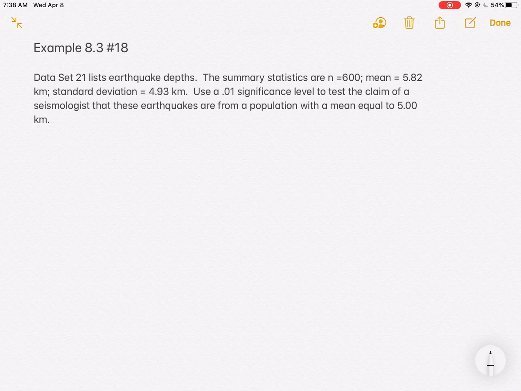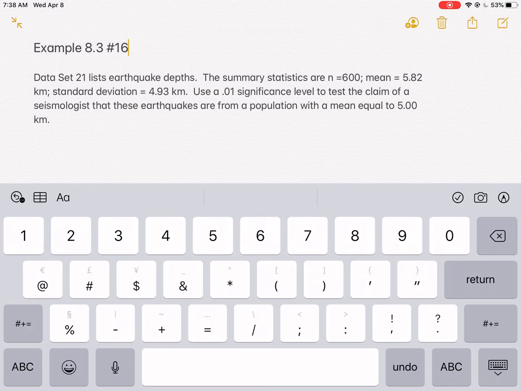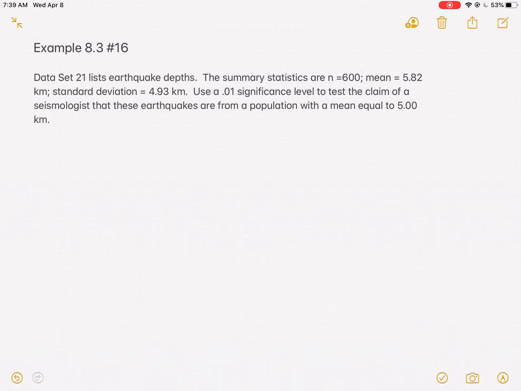Alright, here's a second example from section 8.3. This one's also going to be a data set that we're looking at. We're looking at number 16, and in number 16 we're dealing with earthquakes. And so they give us the data here in number 16 about earthquake depths. And so we're going to test a claim.